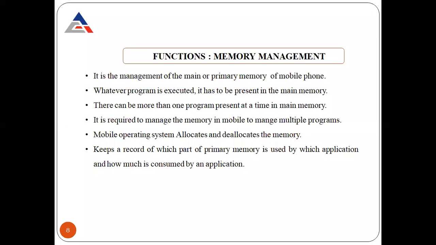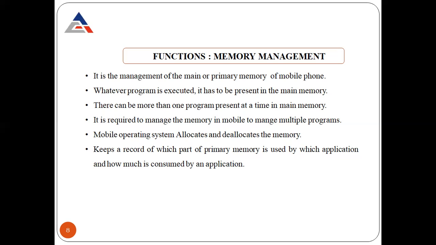It keeps a record of which part of primary memory is used by which application and how much is consumed by an application. So it is very important to keep on noticing which application is using how much memory, and whether that memory is in use or just in wait condition, so that the memory management can allot or deallocate the memory from that particular process. So various processes that can be performed are managing the primary memory, and whatever is executed has to be present in main memory.